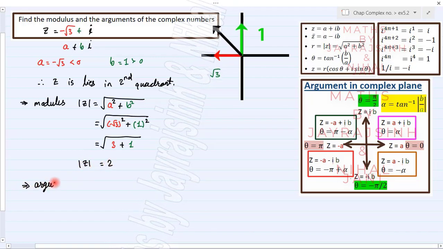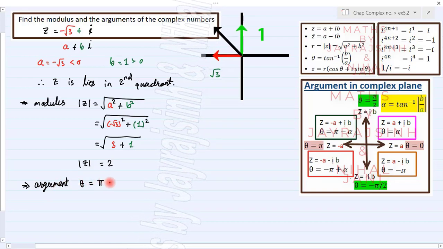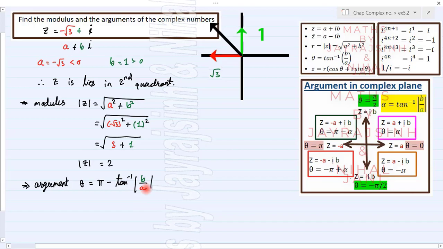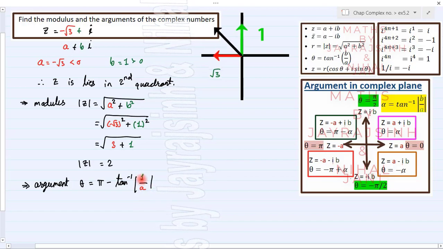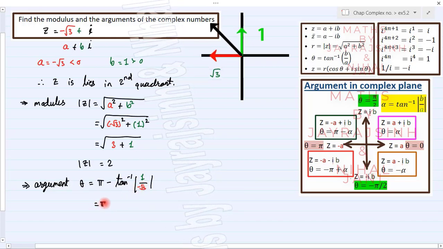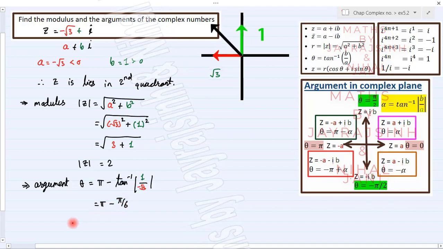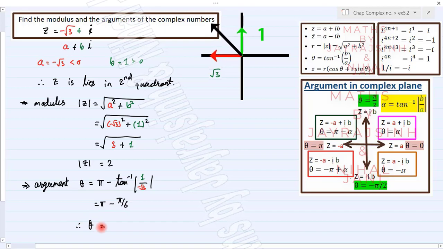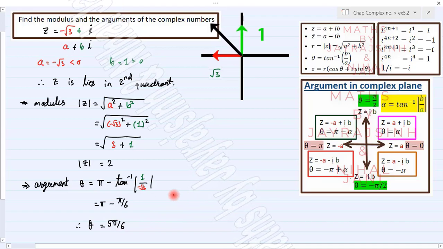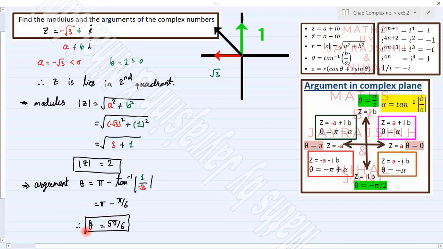Now, argument theta for second quadrant is given by pi minus tan inverse of b by a, where your b is 1 and a is minus root 3. So here we'll get pi minus tan inverse of 1 by root 3, which is nothing but pi by 6. So here we'll get your theta is equal to 5 pi by 6. So tada! We get modulus as well as argument of the complex number.